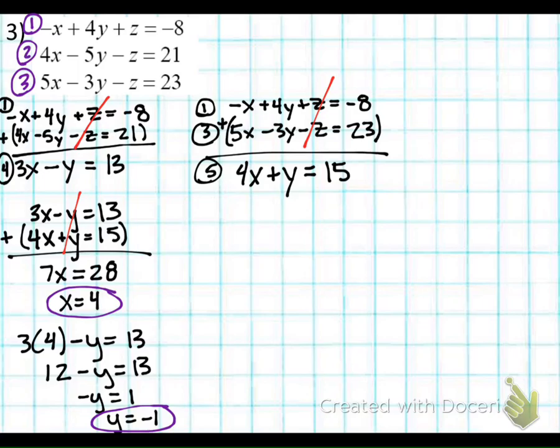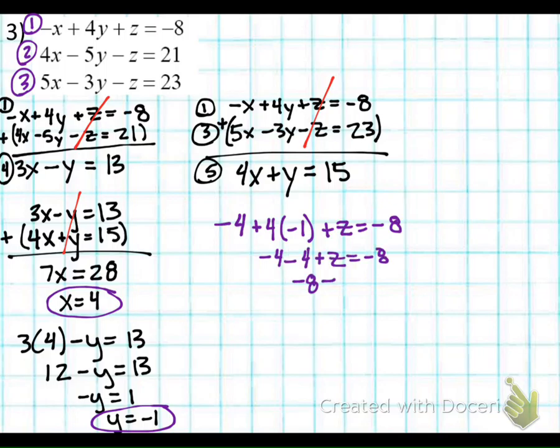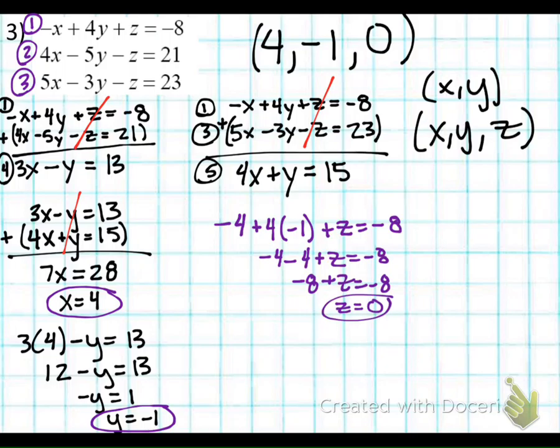So plugging x and y into the first equation, I have negative 4 for x plus 4 times negative 1 plus z equals negative 8. Okay, so that reduces to negative 4 minus 4 plus z equals negative 8. So negative 8 plus z equals negative 8. Adding 8, I get z equals 0.